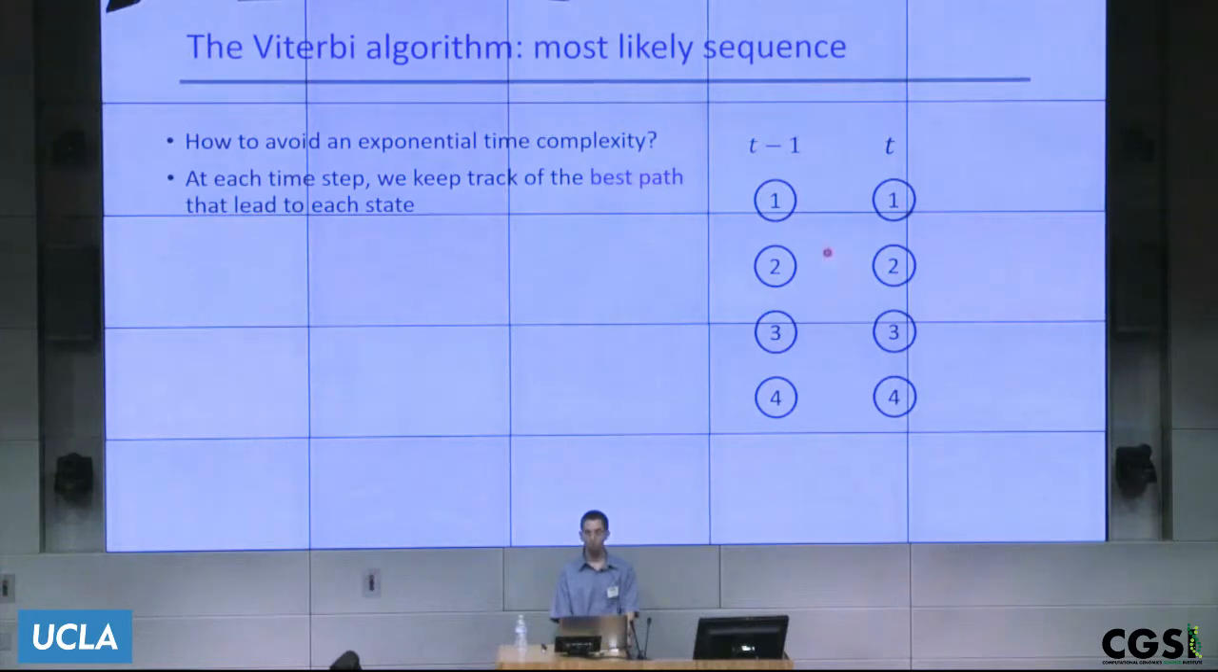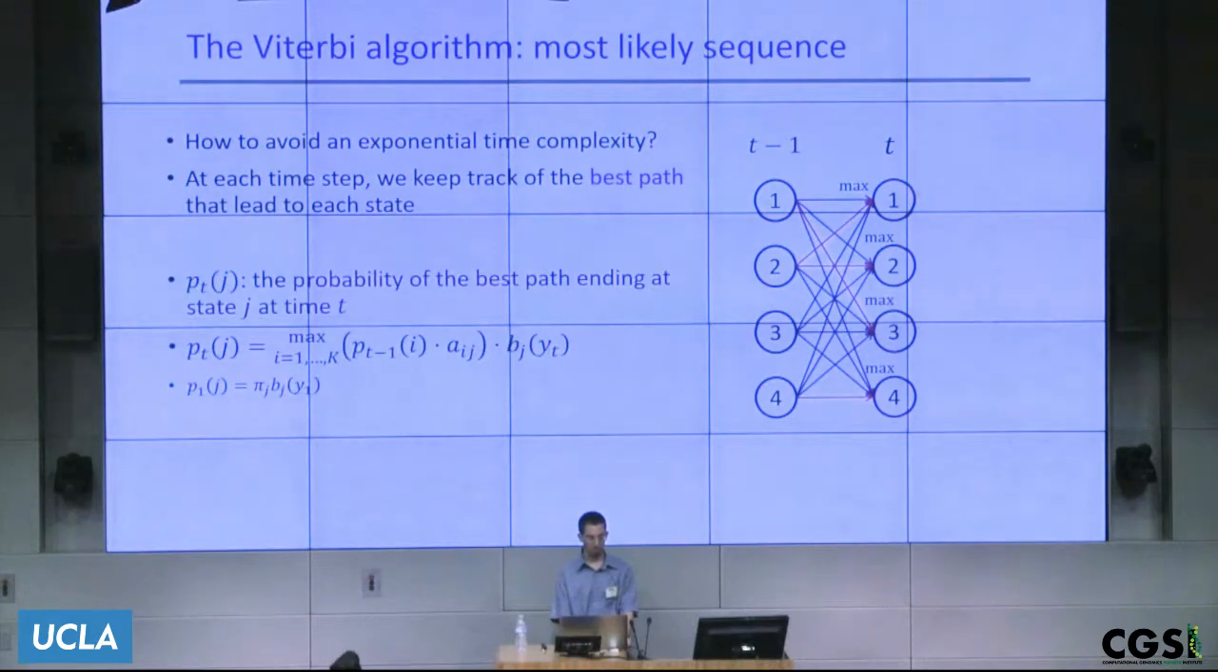For example, suppose we have 4 possible states, 1, 2, 3, and 4, and we have time t and time t minus 1. First we compute the probability of the best path, the path with the highest probability, that goes through state number 1. If you think about it, for a sequence to go through a certain state at time t, it must go through one of the states at time t minus 1. So we just have to find the state at time t minus 1 that gives the highest probability for the best path to go through state 1. And then we do that for each of the other states of the model.